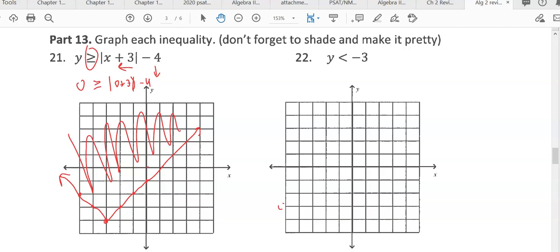-3. So at -3, I'll make a horizontal line. Y is smaller than that. So I think I'm going to shade down. If I tested a point like 1, 1 here, so is 1 smaller than -3? That's not true. So that point should not be in the shaded area. It's not. And that's it.